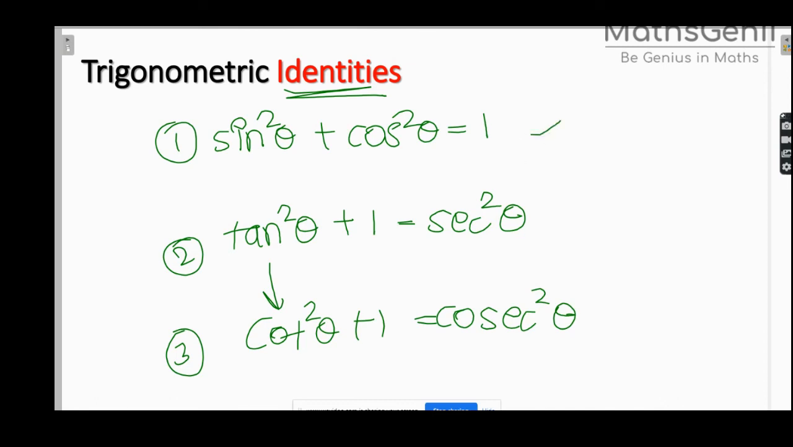So you have these 3 identities which you have to remember by heart. Sine square theta plus cos square theta is equal to 1. Tan square theta plus 1 is equal to sec square theta. Cot square theta plus 1 is equal to cosec square theta.